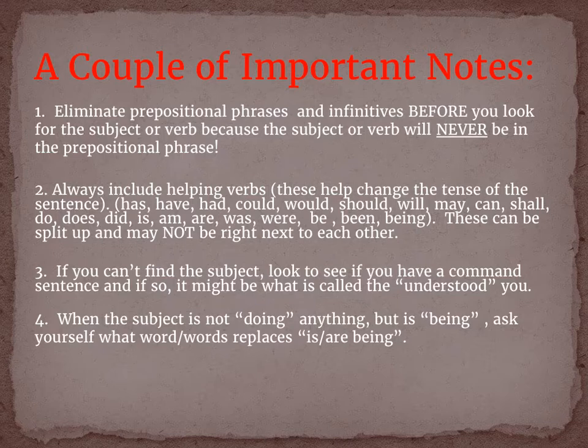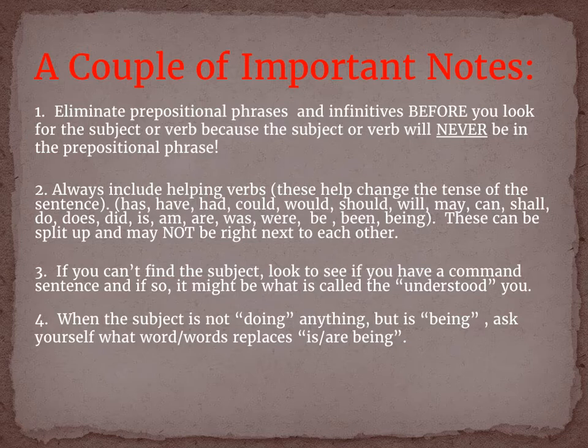Now that we've gotten past the beginning part, we now need to look at a couple of important notes that can impact your ability to look for the subject and verb. First off, as told yesterday in the lesson, eliminate all prepositional phrases and infinitives before you begin to look for the subject of the verb. That is because the subject of the verb will never be inside a prepositional phrase. So by eliminating this information, you are making it easier to find the subject or the verb.